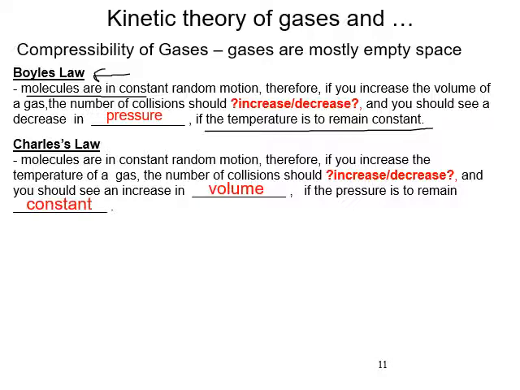So what are these again? This one is Charles's law. If molecules are in constant random motion, if you increase the temperature, the number of collisions should increase, and you should see an increase in volume. Up here, in Boyle's law, if you increase the volume, the number of collisions should decrease, and you'll see a decrease in pressure.